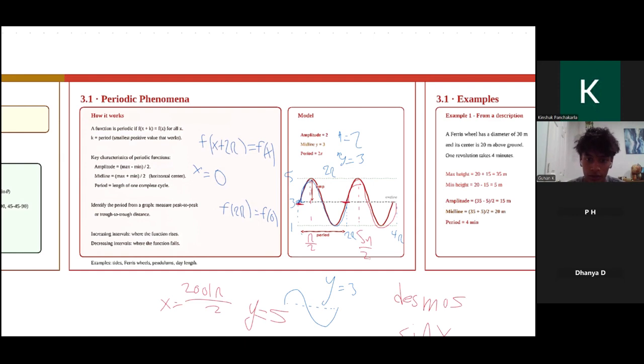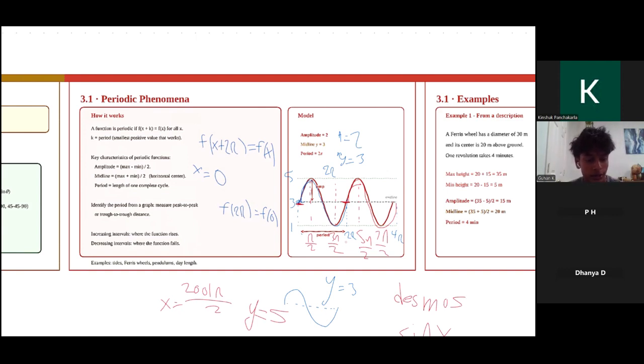You could also do that with the minimums. This point is 3 pi over 2. This point is 7 pi over 2. The difference between the two is going to be 4 pi over 2, which is also 2 pi. So you can find your periods by the difference between maximums or the difference between the two minimums, or just looking at the patterns. So there's a couple ways to do that.